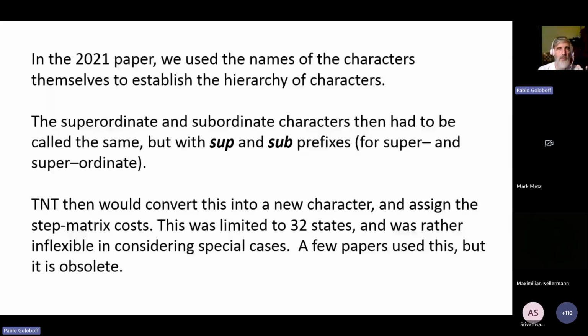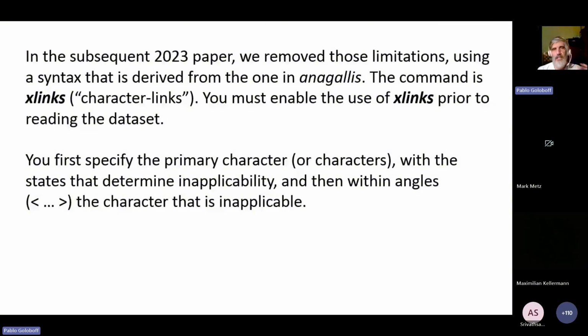So in the subsequent 2023 paper, we removed those limitations using a syntax that is derived from the one in Anagalis. And the command is xlinks for character links. You must enable the use of xlinks prior to reading the data set. You normally do that as instructions in the data set itself.